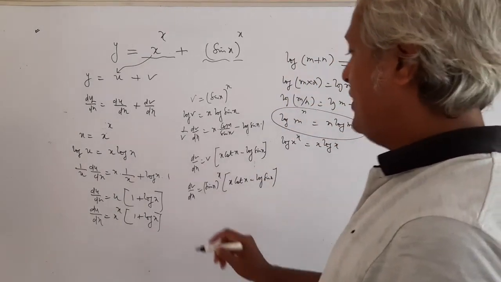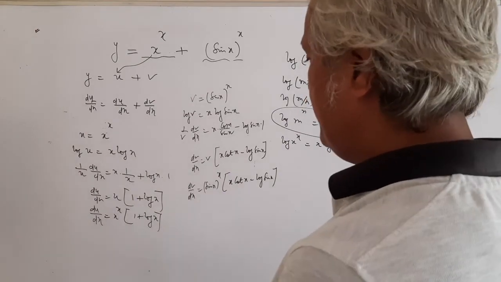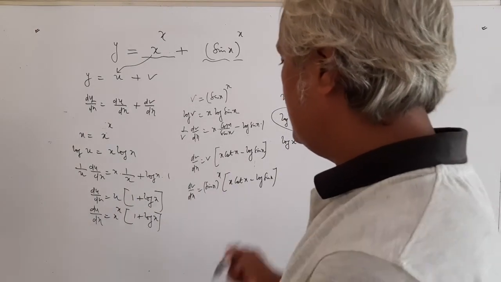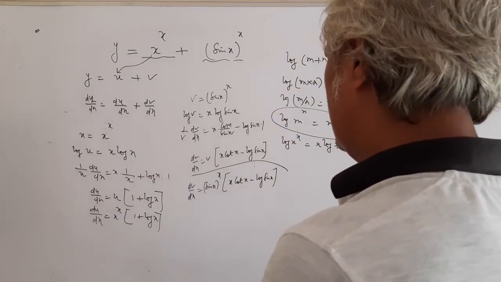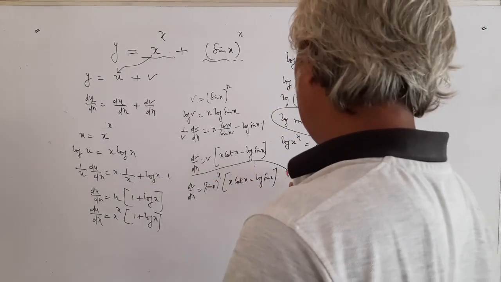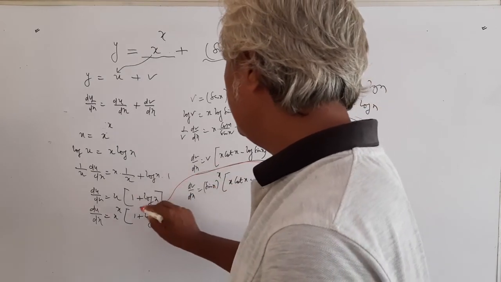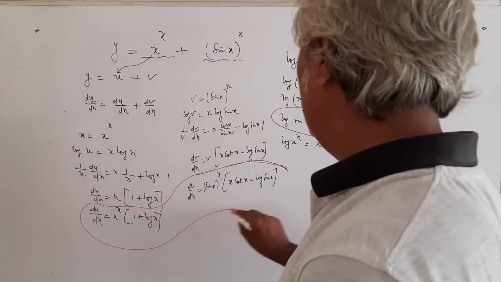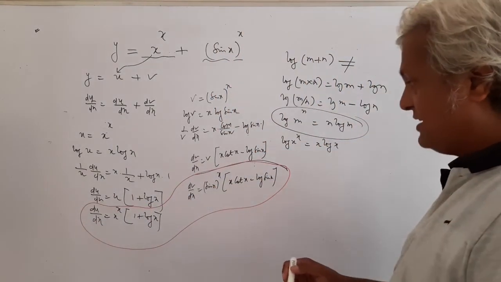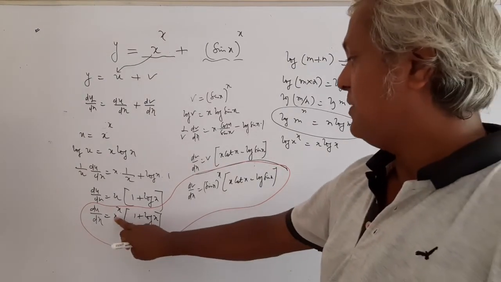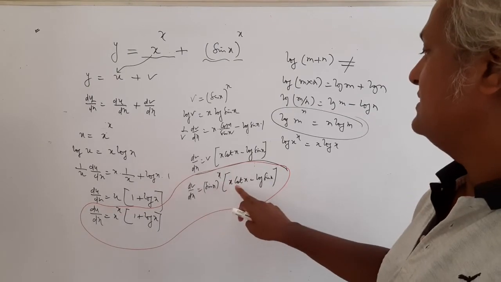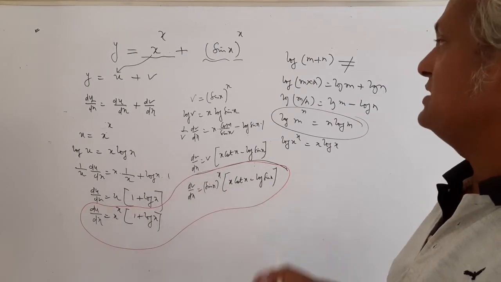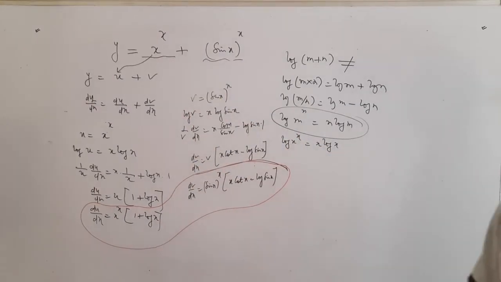So if you add these two, your answer will be dy by dx equals the sum of these two. So let me use a red color to wrap it up. The sum of these two is your answer. So your answer will be x to the power x into 1 plus log x, plus sin x to the power x into x cot x plus log sin x, and this is the differentiation of this one.